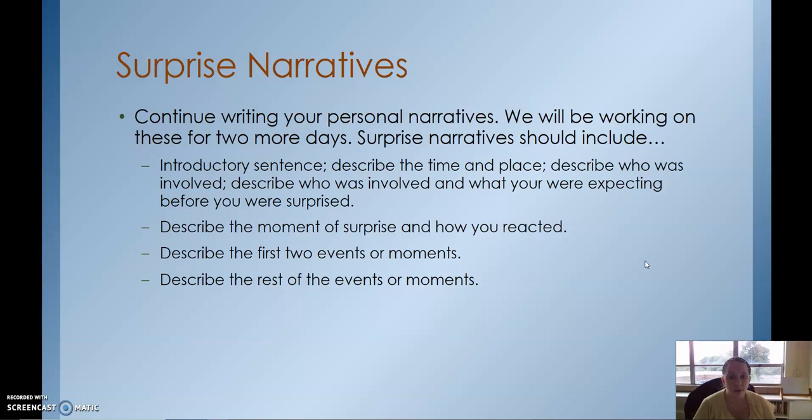You're going to describe the moment of the surprise and how you reacted. You're going to give the first 2 events or moments, and then the rest of the events and moments. These are really important for you to include in your surprise narratives to be as detailed as possible. And that is it for today's lesson.